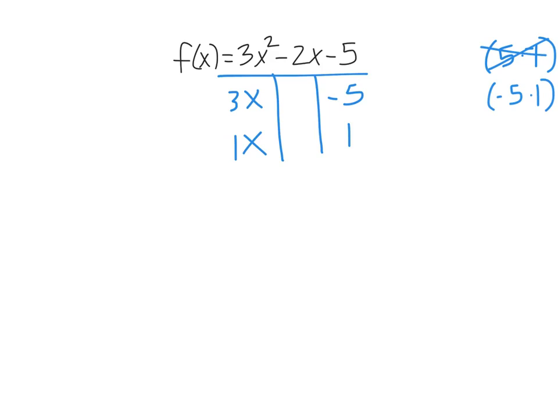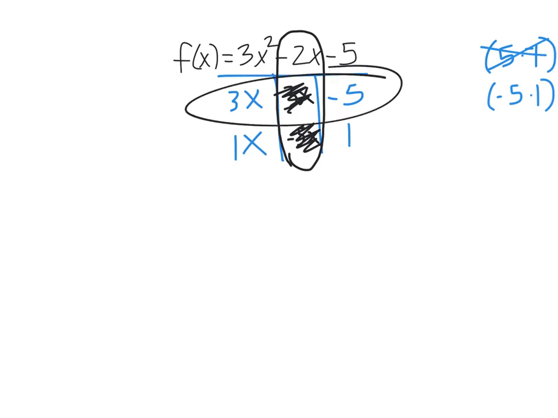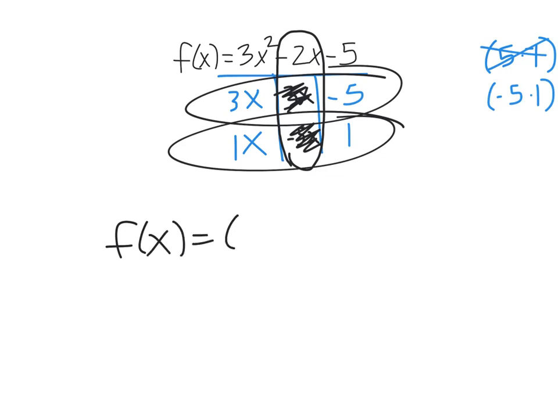When I cross multiply, in the top I have 1 times 3x gives me 3x. In the bottom, I have negative 5 times x gives me negative 5x. This actually does add up to negative 2. 3 plus negative 5 is negative 2. There's my solution. So my answers are always horizontal. So f of x equals 3x minus 5 and x plus 1, because it's positive 1.